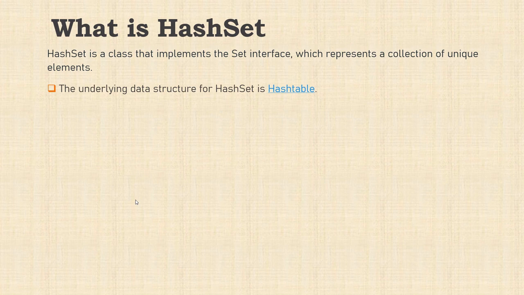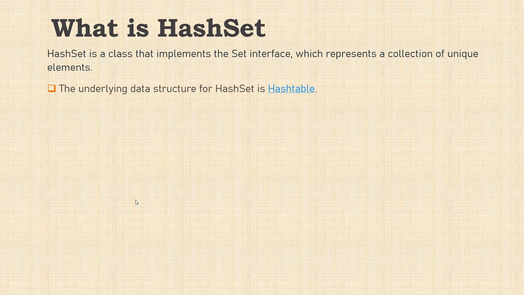HashSet is a class that implements the Set interface, which represents a collection of unique elements. If you want to store unique values, like in math, you know the set. In a set, all the elements should be unique. Same as in HashSet, if you want to store unique values, you have to choose HashSet. In ArrayList you can't store unique values only, you can store duplicate values. So if you want to store unique values, we should go for HashSet.